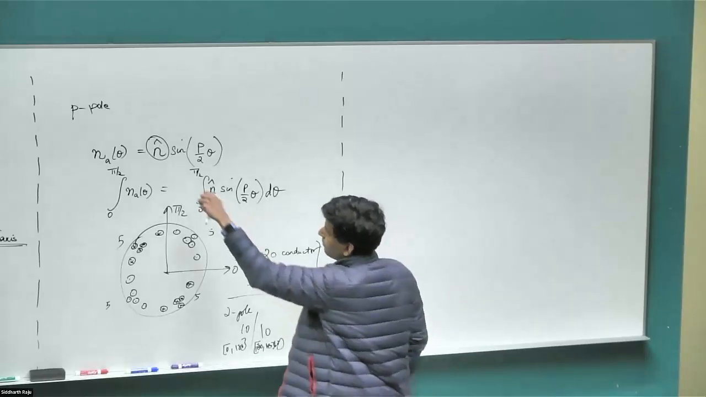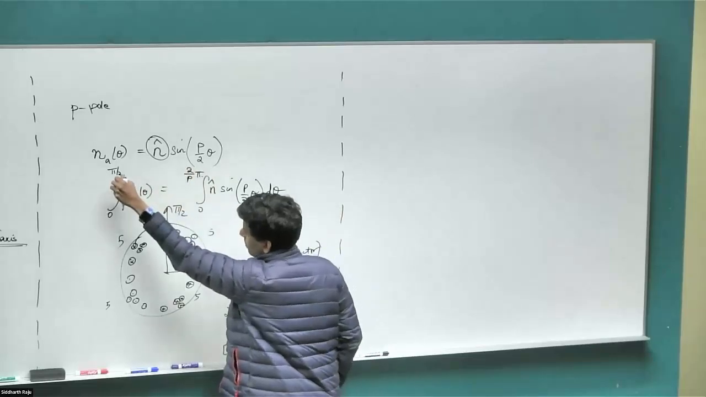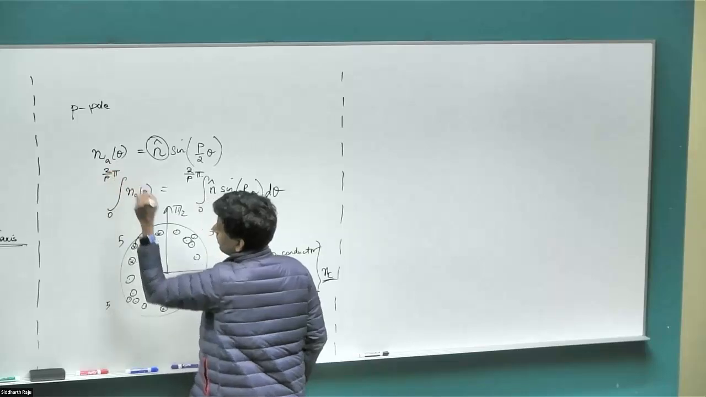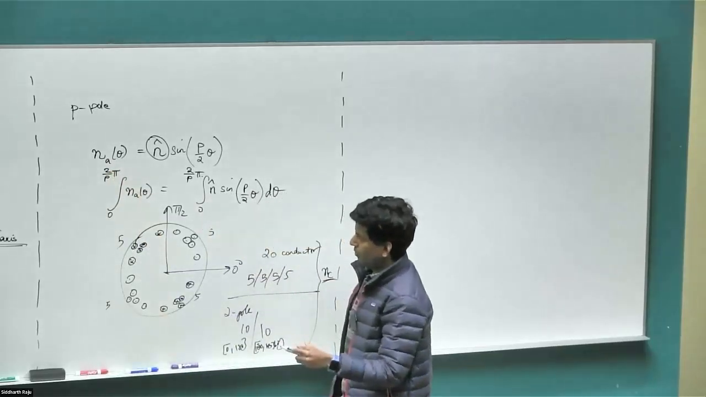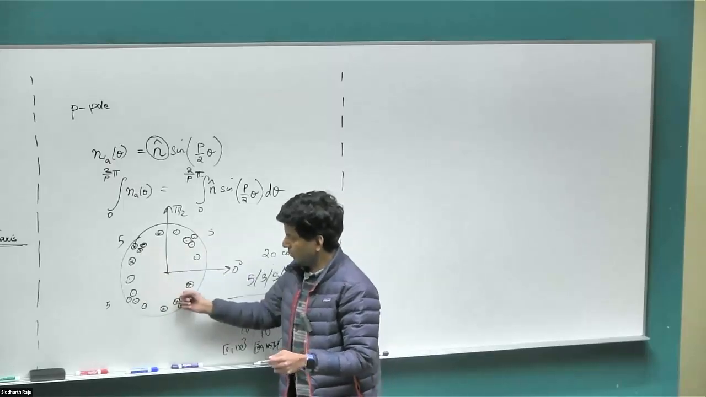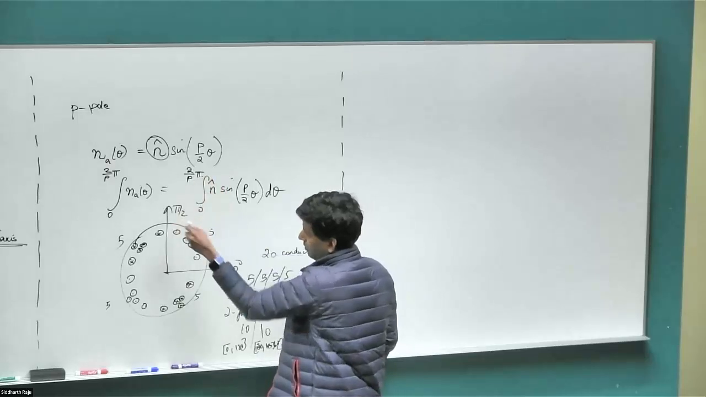So 2 by p times pi would be for any general p-pole motor. Right? So if you substitute for a four-pole motor, we are perfectly right because this is a four-pole case. Right? 1 pole, 2 pole, 3 pole, and 4 pole here. So if I put 4 there, I would get 0 to pi by 2, which is exactly the case.